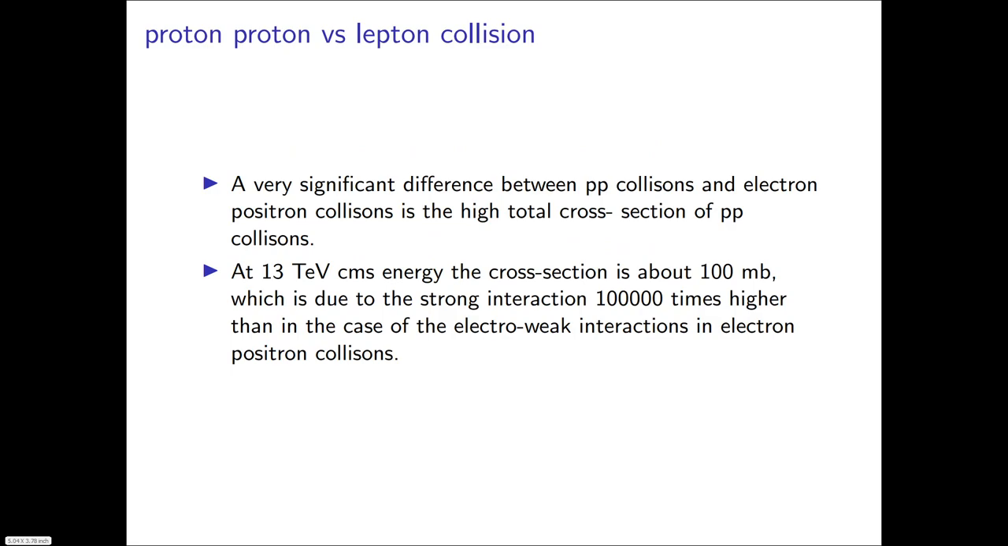Proton-proton versus lepton collision. A very significant difference between proton-proton collision and electron-positron collision is the high total cross-section of proton-proton collisions. At 14 tera electron volts center of mass energy, the cross-section is about 100 millibarn. The proton-proton cross-section is about 10 to the power 5 times higher than that of electron-positron collisions. So proton-proton collisions yield us more luminosity, and from that we can get more data to study. So only proton-proton is preferred in the LHC. Next.